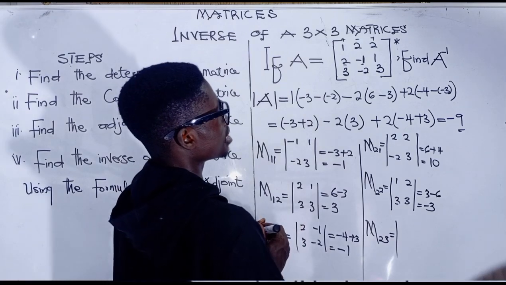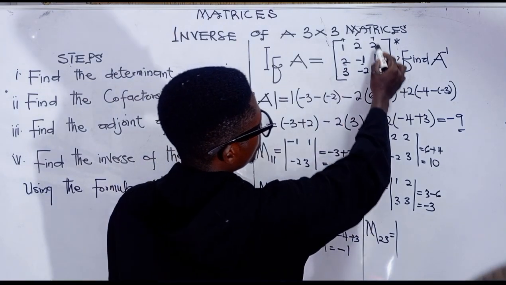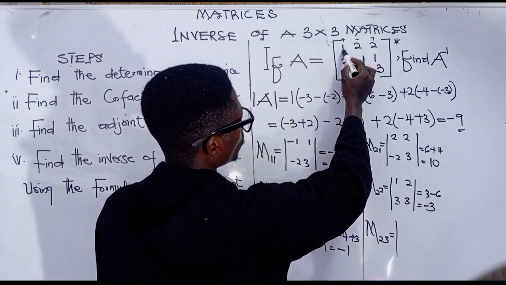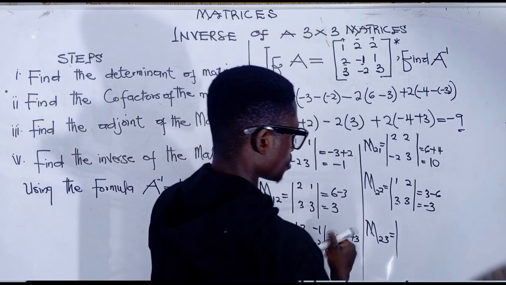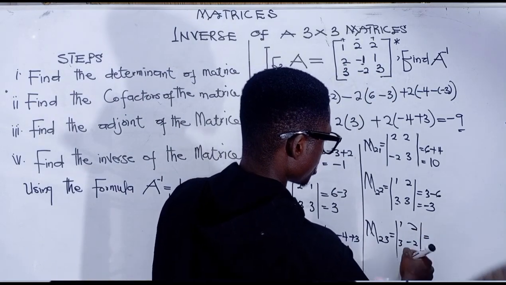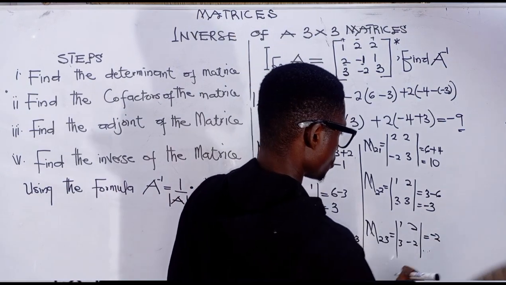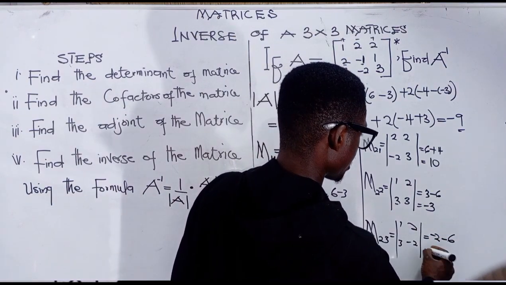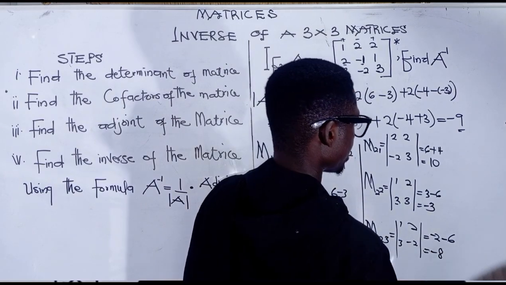So we are going to collapse the second row and then the third column. We'll be left with 1, 2, 3, negative 2. This is going to give us minus 2, and then this will give us minus 6, and then we have what? Minus 8.